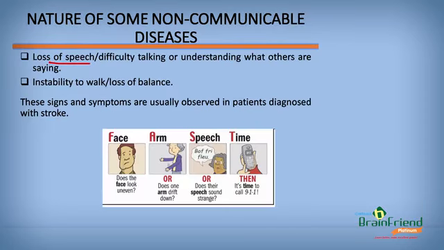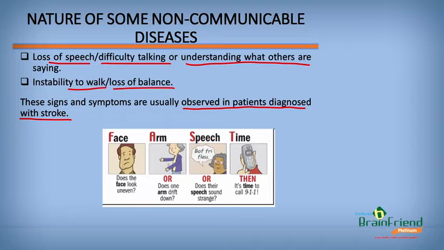Another one is loss of speech or difficulty talking or understanding what others are saying. Another one is inability to walk or loss of balance. Now, these signs and symptoms are usually observed in patients diagnosed with stroke. So, you see that this happens when someone has already come down with stroke.